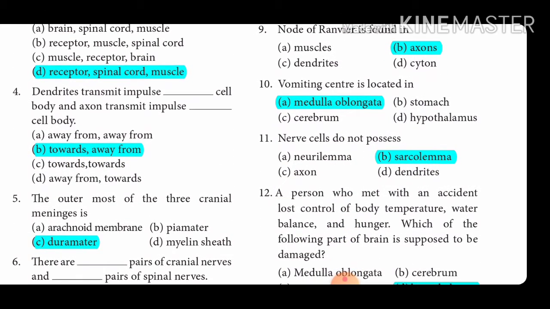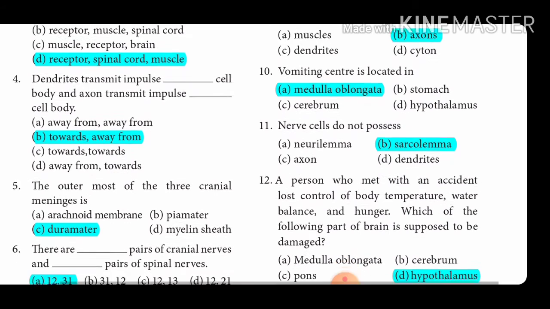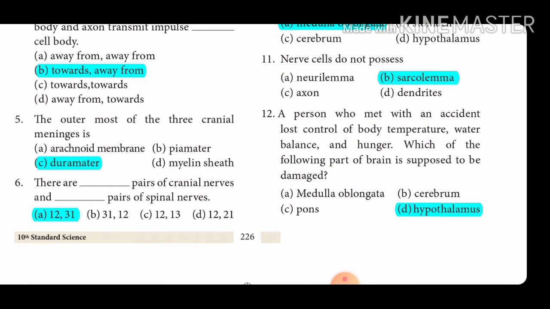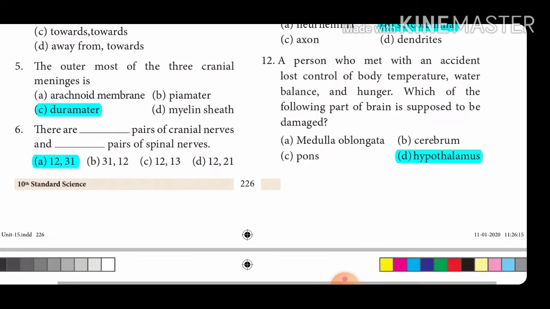Fourth one, dendrites transmit impulse dash cell body and axon transmit impulse dash cell body. That is towards, the second one is away from. Fifth one, the outermost of the three cranial meninges is dura mater. Sixth one, there are dash pairs of cranial nerves and dash pairs of spinal nerves. The answer is A, 12, 31. There are 12 pairs of cranial nerves and 31 pairs of spinal nerves.